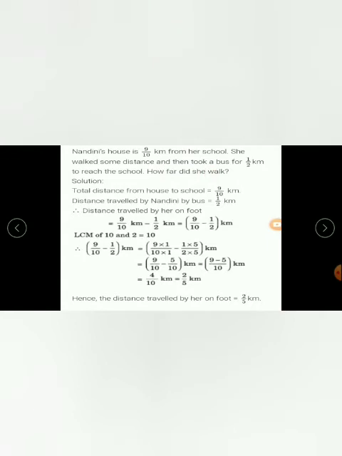So we know the total distance. What is the total distance? 9 by 10, isn't it? So the total distance from house to school is 9 by 10 kilometer. Distance travelled by Nandini by bus is how much? 1 by 2 kilometer. So what will be the distance by her foot? 9 by 10 minus 1 by 2. Isn't it? The total distance minus the distance she travelled by bus. Now, when you look at the fractions, they are unlike fractions. So, we need to convert it into like fractions. By how? By finding the LCM of the denominators.